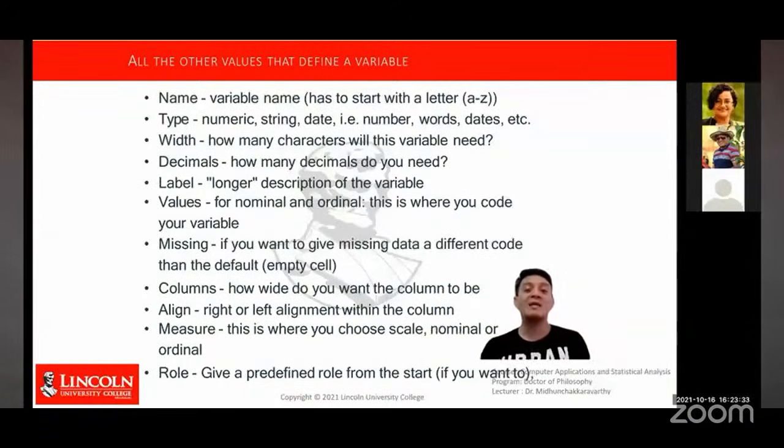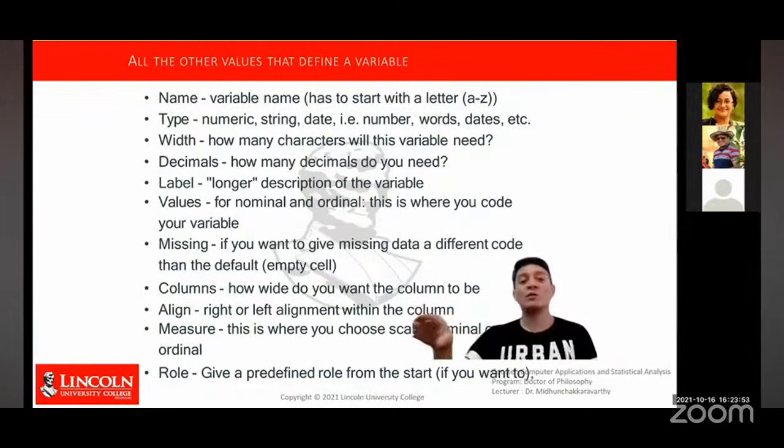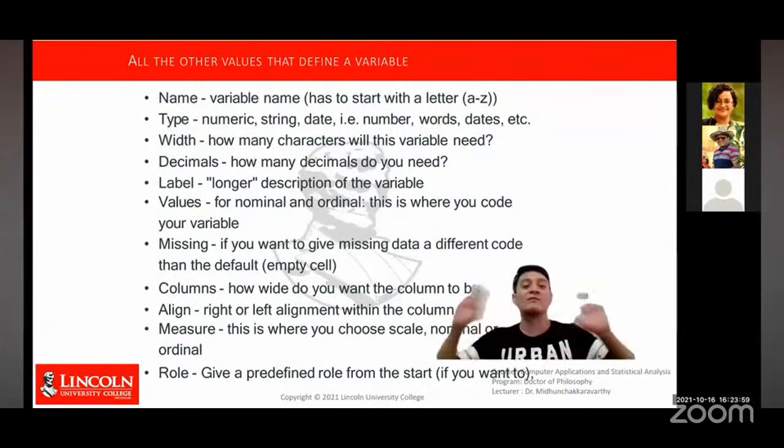And the decimals is how many decimals do you need? Because sometimes we only need 2 decimal places, so it will round off the third. It will just round off to the decimal that you have chosen. How many decimal places do you want it to capture once you key in all the variables? And the label is a longer description of the variable. That means the label can be a lot of sentences and a lot of phrases.